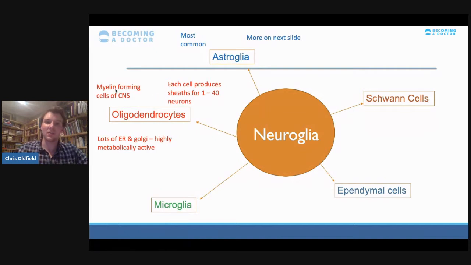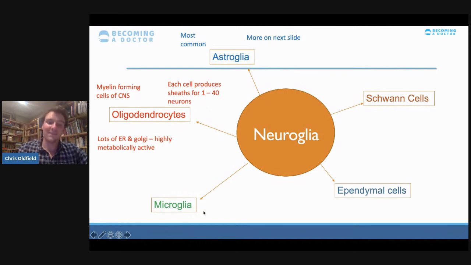The important thing to remember about oligodendrocytes is that each oligodendrocyte will produce sheaths, so the myelin sheaths, for multiple neurons. And that's different, as we'll see in a second, to the Schwann cells, which are found in the peripheral nervous system, and they have a one-to-one ratio with neurons. Because their main function is production of myelin, they're obviously very highly metabolically active, so they'll have lots of endoplasmic reticulum and lots of Golgi bodies, so that they're able to produce a lot of myelin for the neurons.